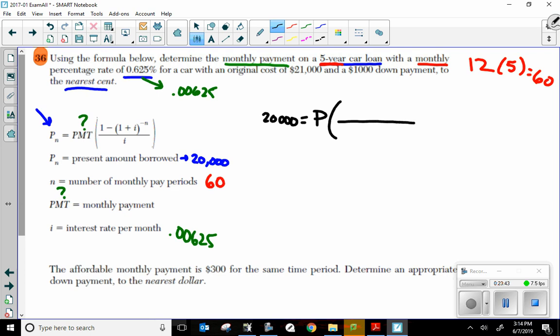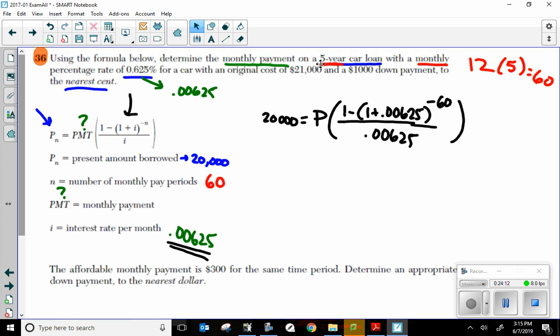Times, so we have this fraction here. 1 minus parenthesis 1 plus my rate, which is I. Okay? I'm on this part here now. 1 minus parenthesis 1 plus the I, which is 0.00625. Okay? That top parenthesis is raised to the negative n, which is the number of monthly payments. So to the negative 60 all over I, which is 0.00625.